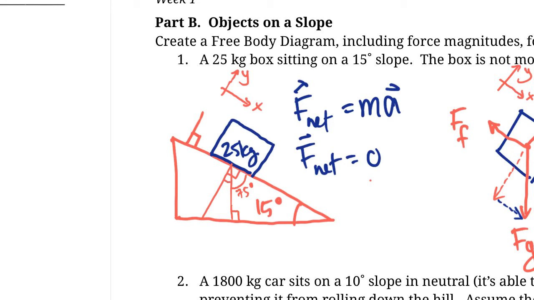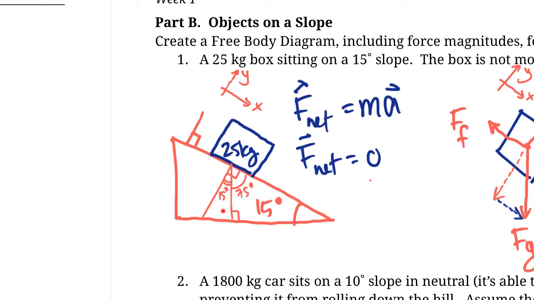That means this angle over here would have to be 90 minus 75, right? Because they add up to 90 degrees. There's a 90-degree angle here. So this angle here would also be 15 degrees.